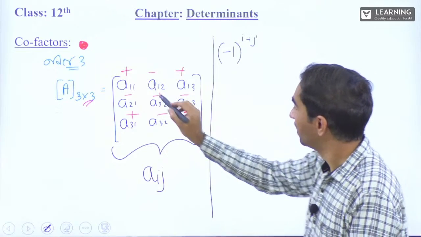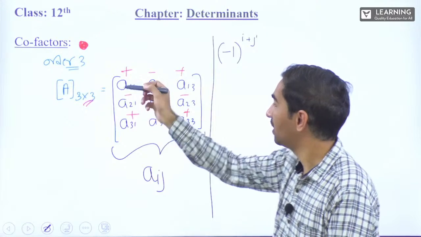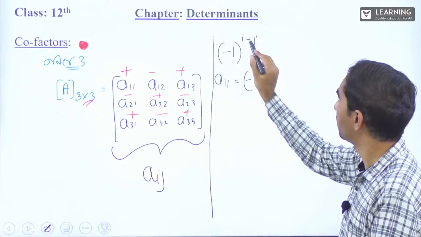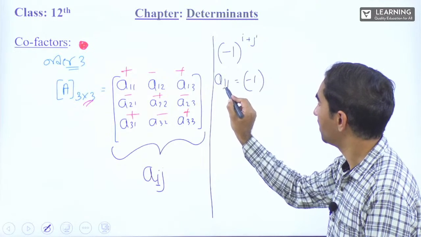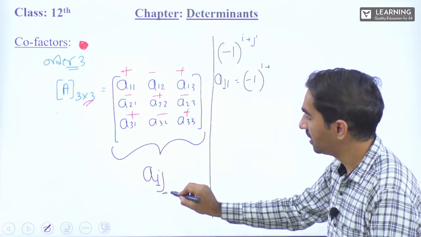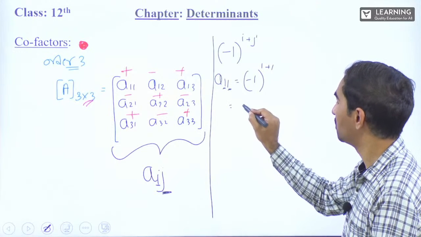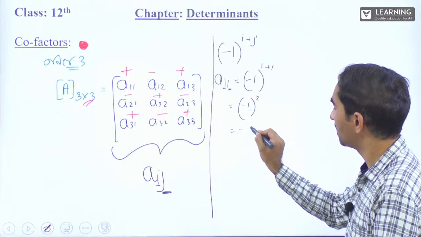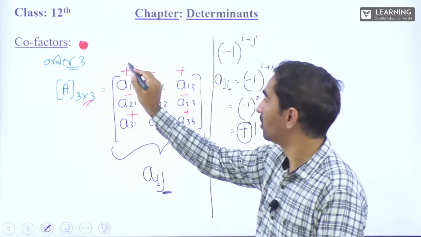Now if someone asks what is the cofactor of A11, how do you tell? A11, right, which is equal to minus 1 whole to the power of, what is I? See what is in the place of I? In the place of I we have 1, so write 1 plus. What is in the place of j? In the place of j also we have 1, so 1 plus 1, which is equal to minus 1 whole to the power of 2. Minus 1 whole to the power of 2 is nothing but plus 1. Correct? So this plus, we got it here.